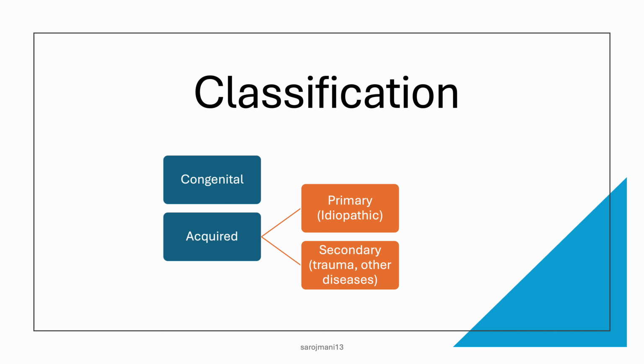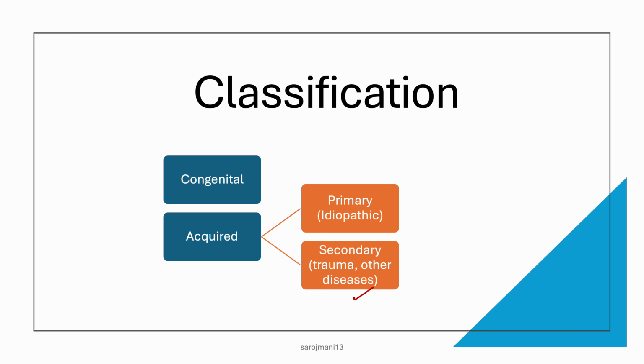So classification: basically we can classify hydrocele mainly into two types, the congenital hydrocele and the acquired hydrocele. And the acquired hydrocele gets further classified into primary hydrocele and secondary hydrocele. In the primary hydrocele, the causes are idiopathic. In the secondary hydrocele, the causes are trauma and other disease. For the primary hydrocele, the postulated hypotheses we talked about just before were excessive secretion, defective absorption, and defective drainage of lymphatics.